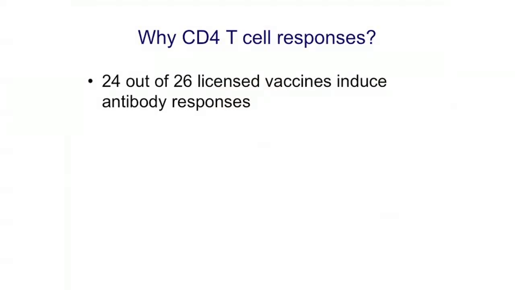memory responses. Interestingly, therefore, 26 out of 26 vaccines, so virtually all licensed vaccines, induce CD4 T cell responses. And 24 probably work through the mechanism to induce high-affinity, long-lived antibody responses. But there are 2 vaccines that probably only function based on CD4 T cell responses, and that's tuberculosis and varicella zoster.